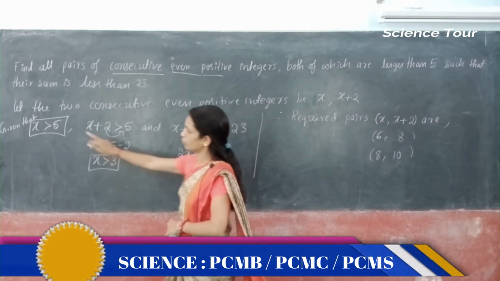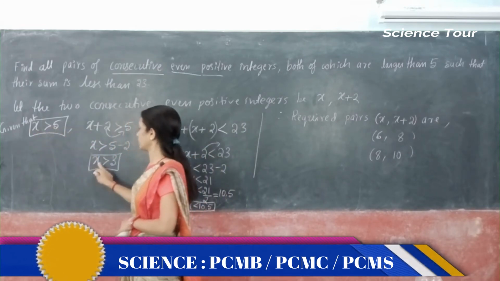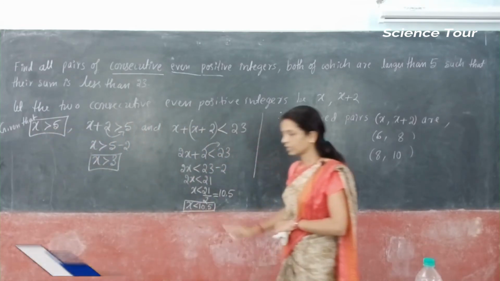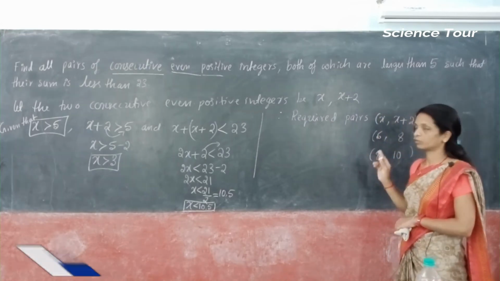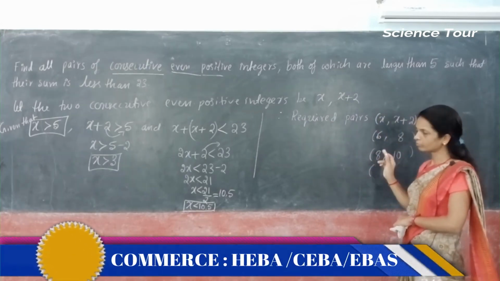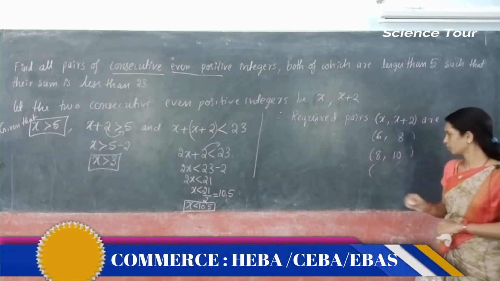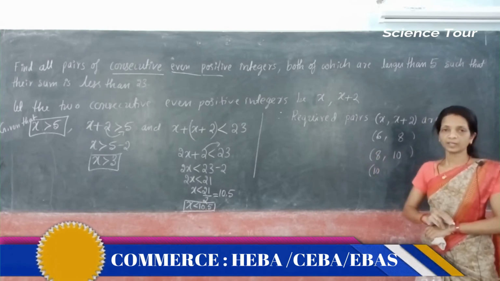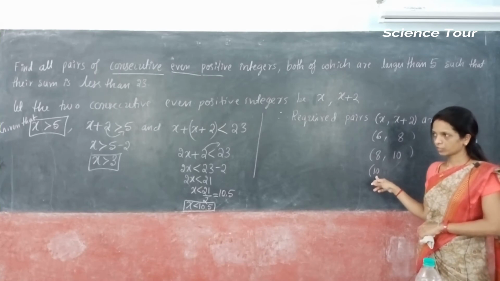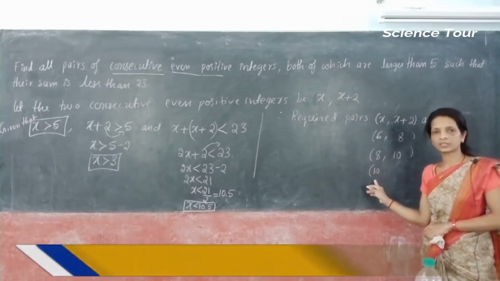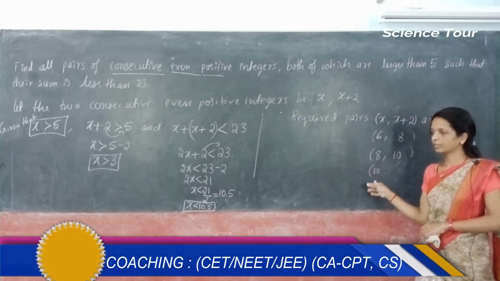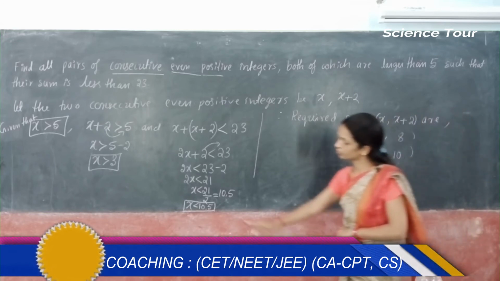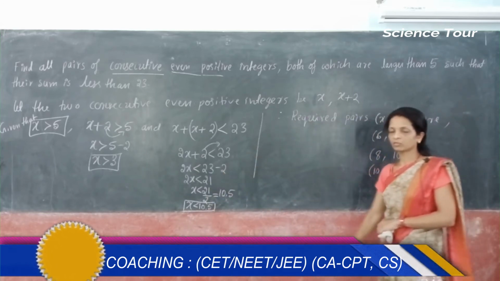8 is greater than 5, 8 is greater than 3, and 8 is less than 10.5, we can consider. Next, after 8, the next even number is 10, right? Can we take 10? 10 is greater than 5, satisfies the first inequality. 10 is greater than 3, satisfies the second inequality, and 10 is less than 10.5, satisfying the third inequality also.